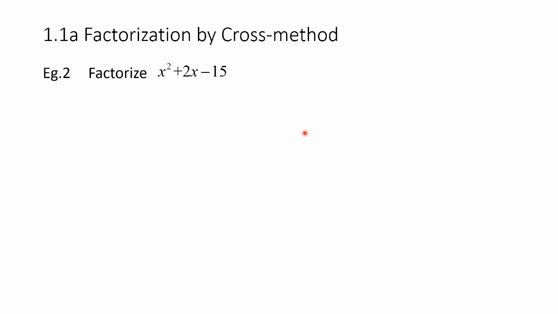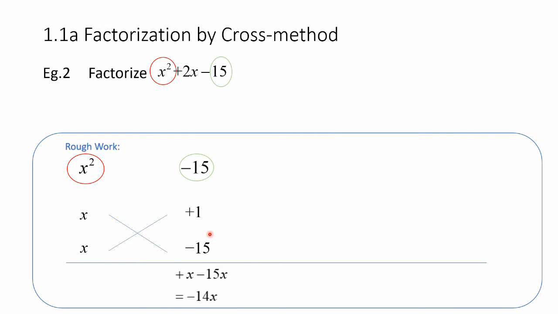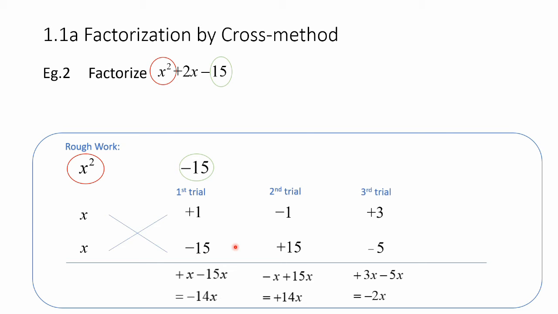Okay, let's see a more difficult example. We have a rough worksheet. Write down the x squared term and the constant term, and then write down the factors of them. Be aware that the constant term is a negative number, so the factors should be one positive and one negative. You may not get the answer in the first trial. Do more trials. Be patient. You will finally get the answer.